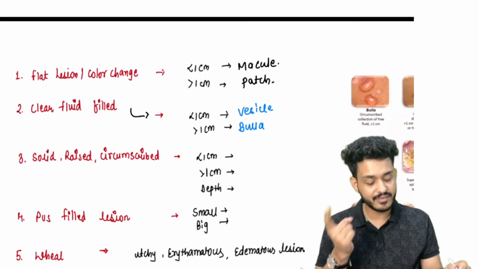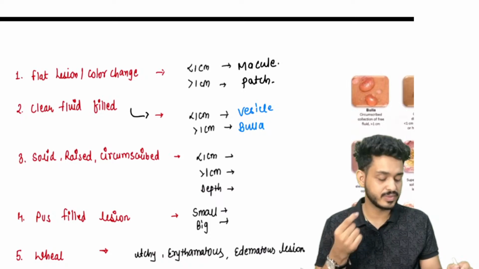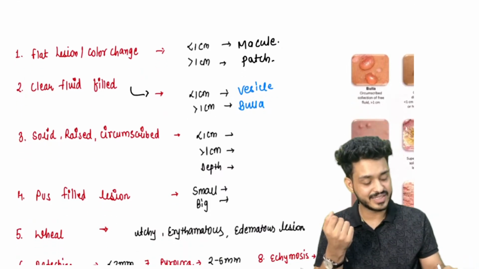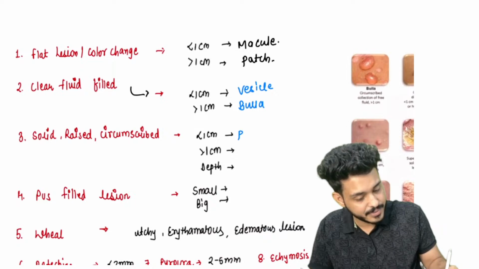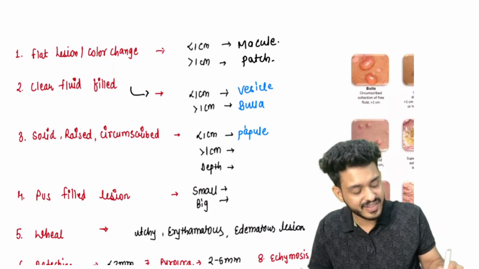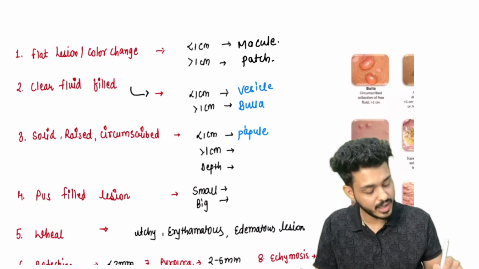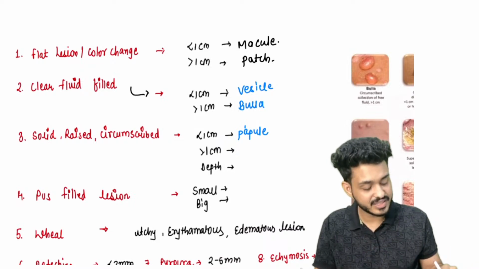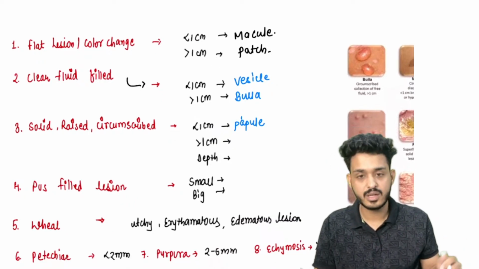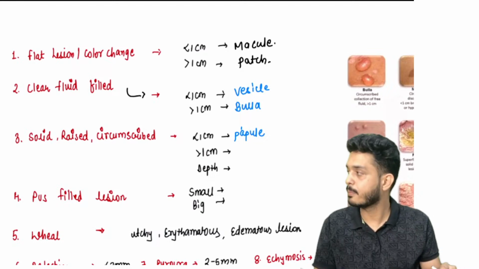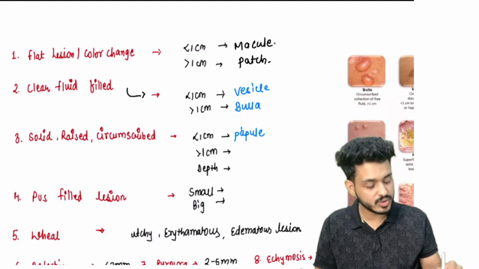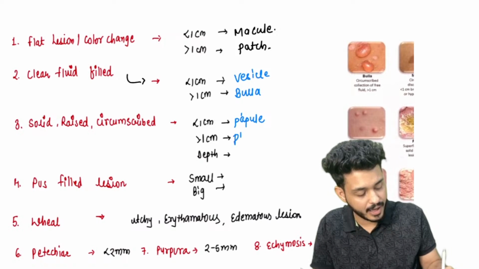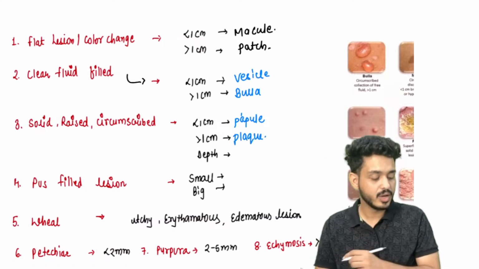Next thing, we are having solid lesions. We are having raised or circumscribed lesions. Let's look at this. We are having papule. If it is a solid lesion less than 1 centimeter, it is a papule. If it is more than 1 centimeter, we call it plaque.